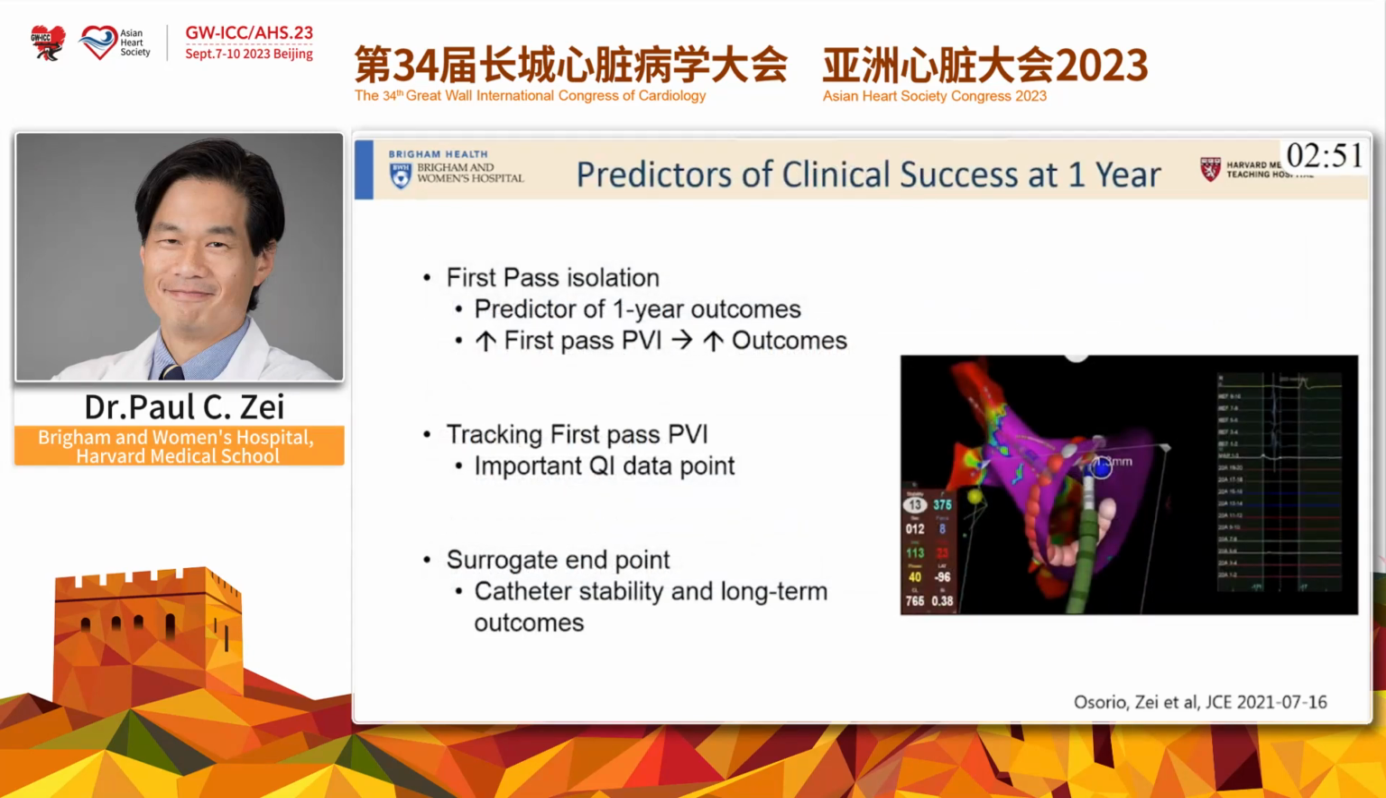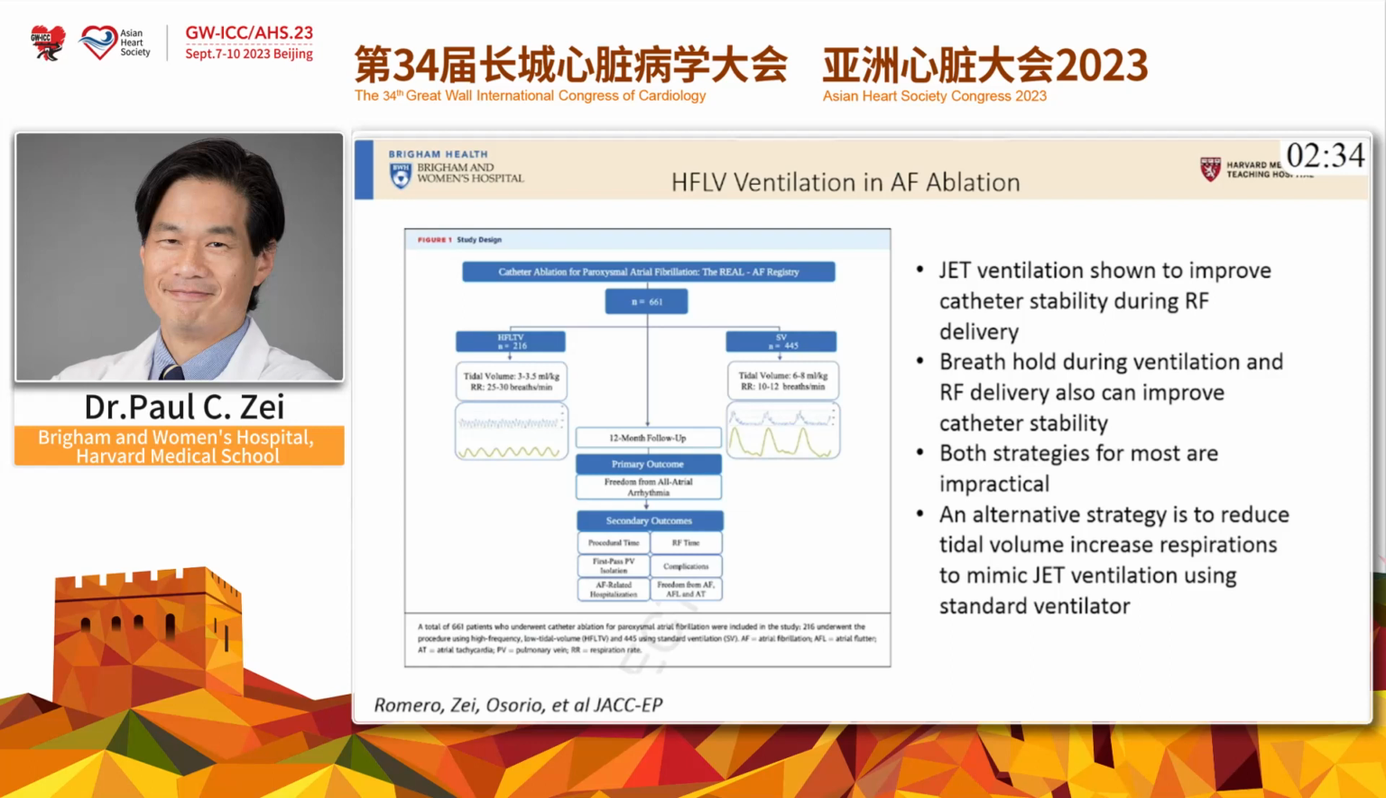In addition, what are some of the other things that we can see? So now we start looking at questions of how do you achieve first pass isolation better. What we have tracked in our data set is how we approach the ablation to have things like better catheter stability and all that. So this led to one other study that I want to just highlight a little bit here.